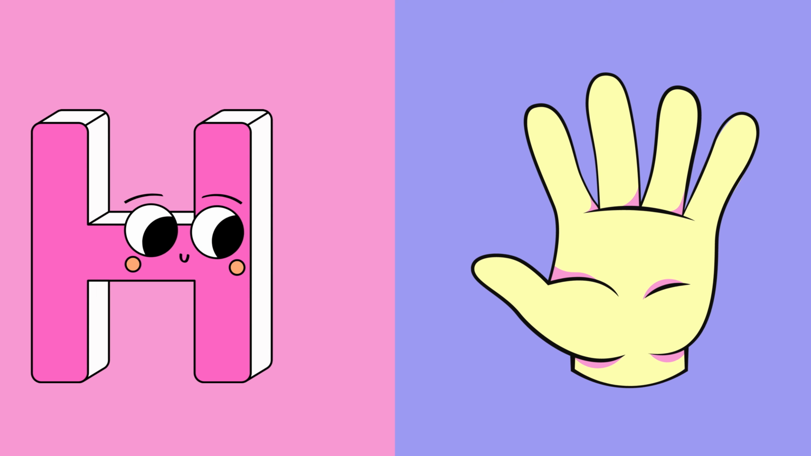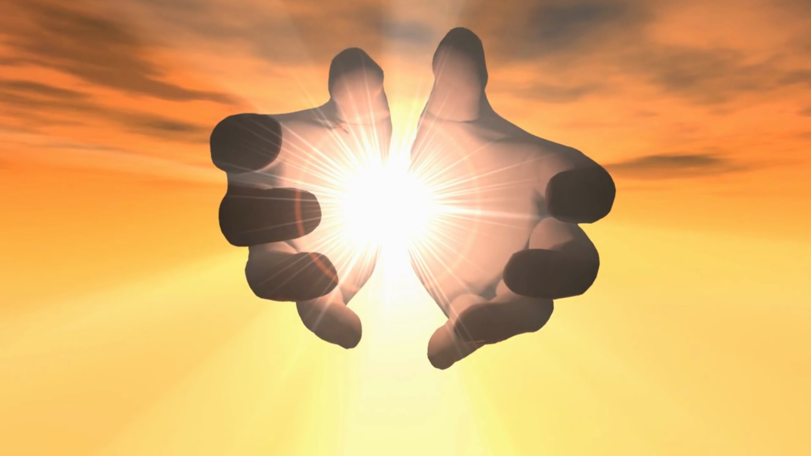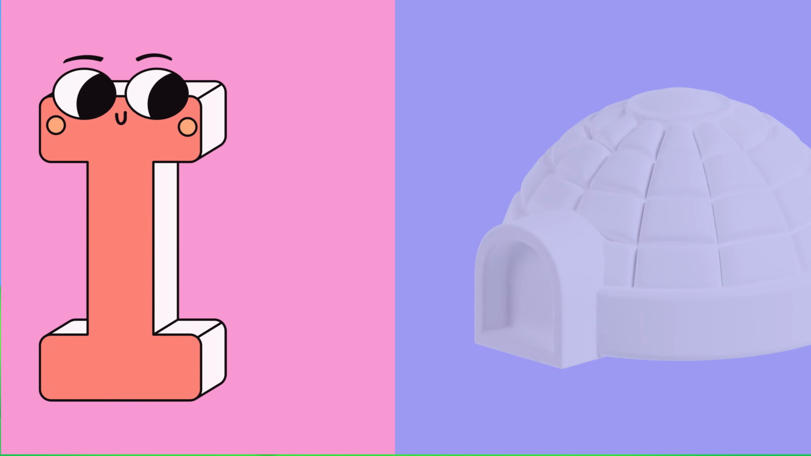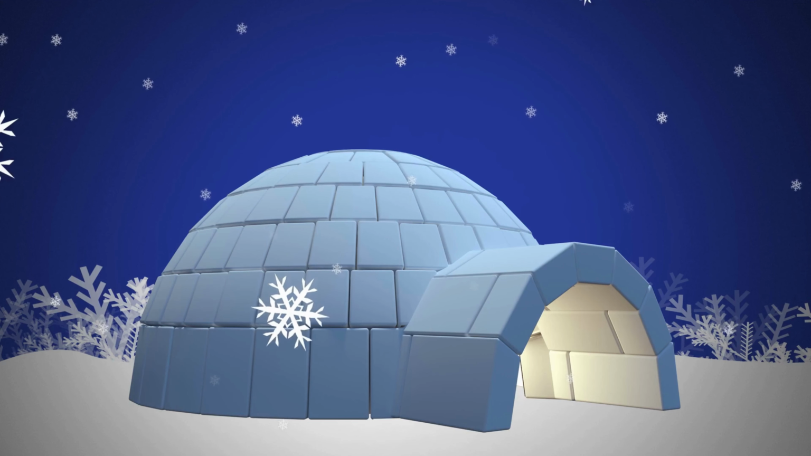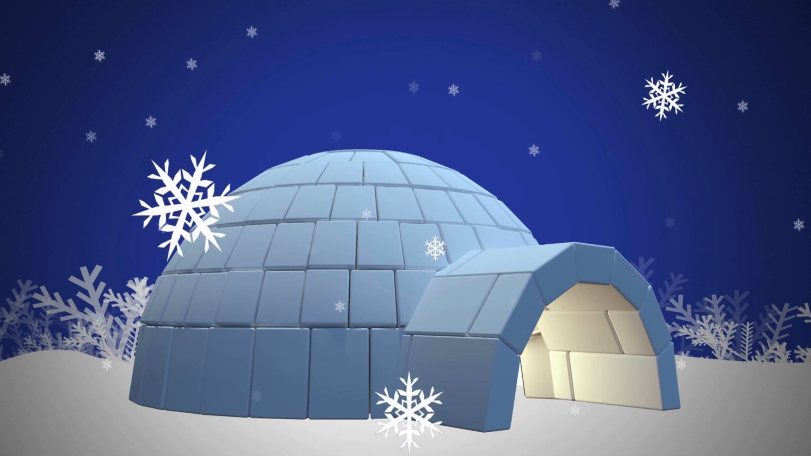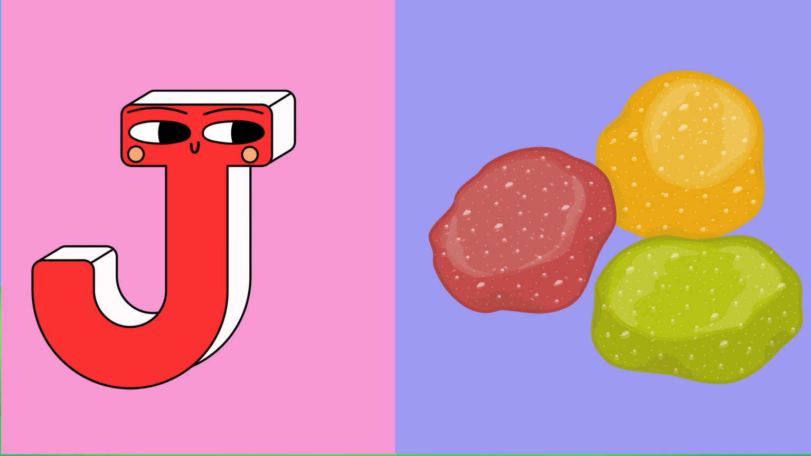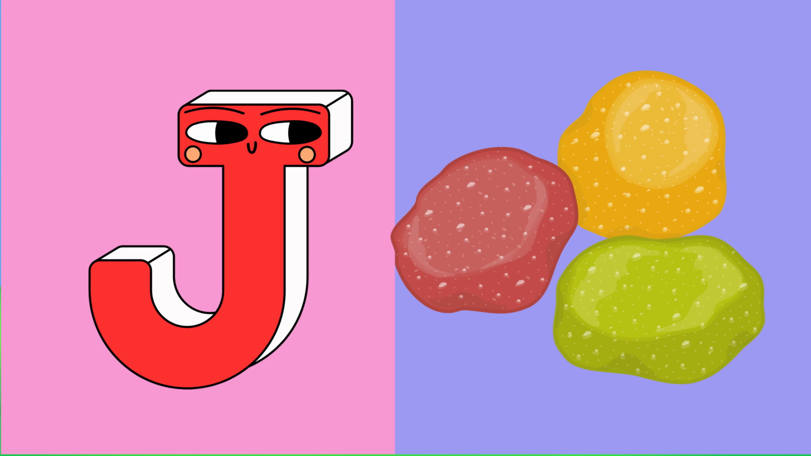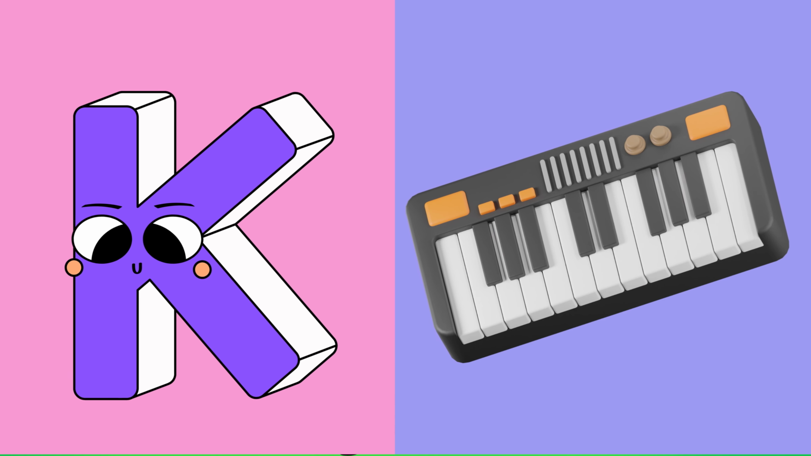H is for hand. H, h, h, hand. I is for igloo. I, i, i, igloo. J is for jelly. J, j, j, jelly. K is for keyboard. K, k, k, keyboard.